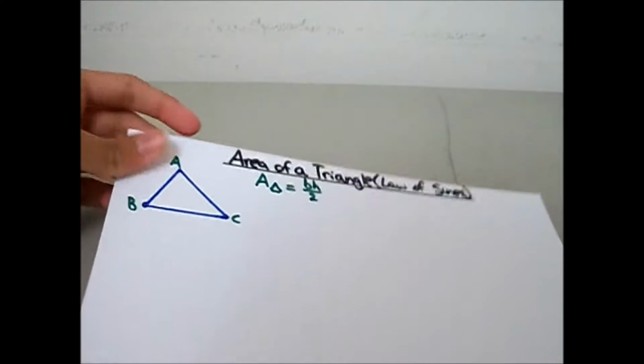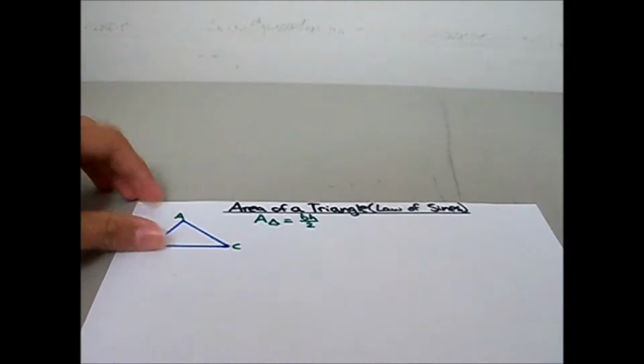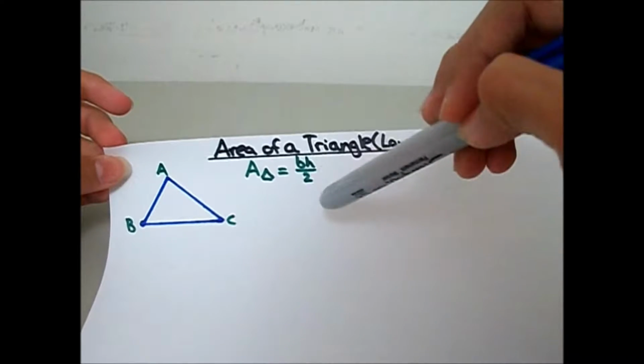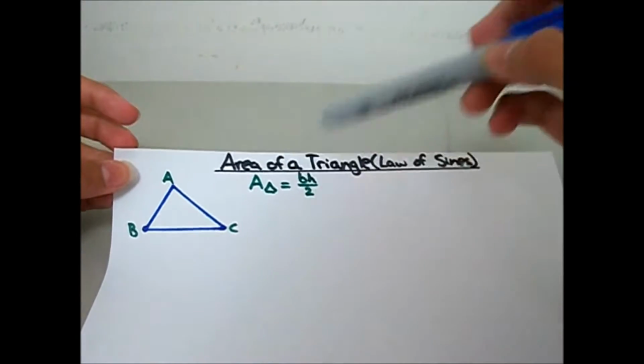So there's a specific way of finding the area of a triangle using trigonometry. Let me just draw a triangle to start. There we go. I have my small triangle here, and we don't know if it's isosceles or equilateral or scalene. But we do know that the area of a triangle has a general formula of base times height divided by 2.